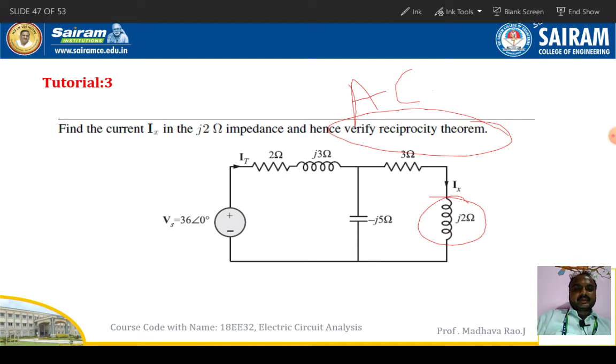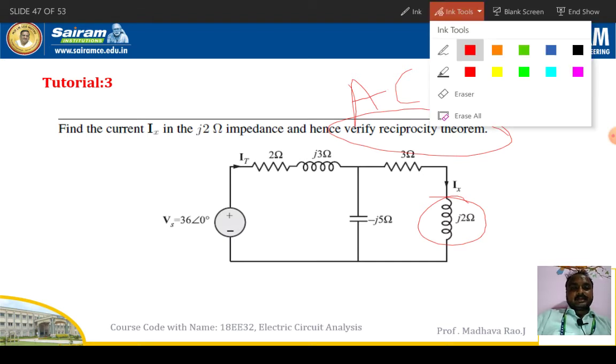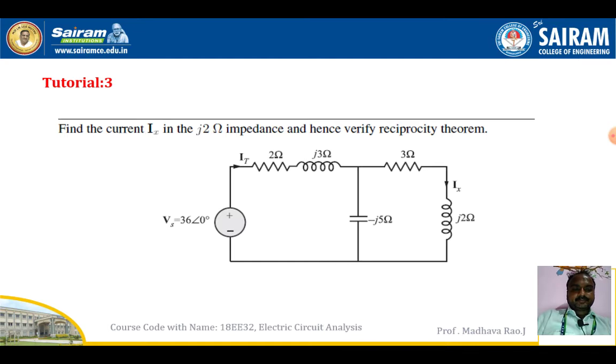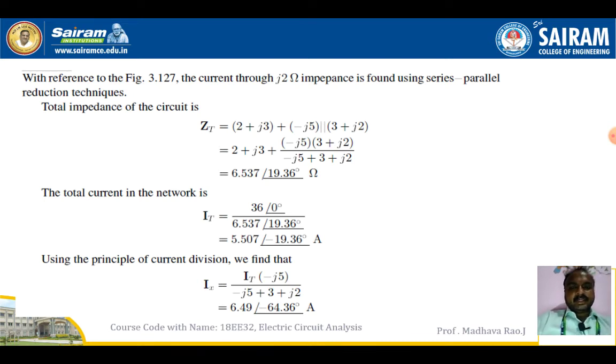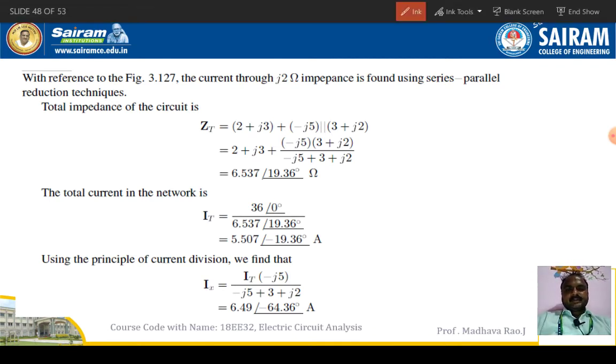First, find the current Ix. Where is Ix? Ix is the current through the j2 ohm inductor. So first, we will follow the steps. First, we will find the total impedance. By using series-parallel combination, we will find the impedance of the circuit. The total impedance of the circuit is 6.537 at an angle 19.36 ohm.